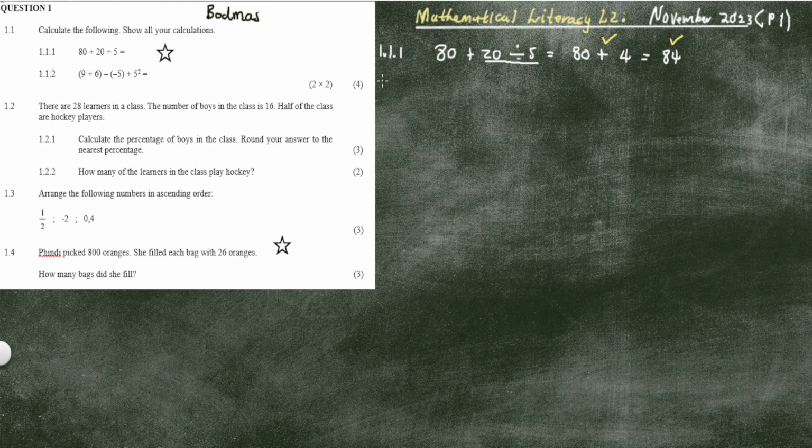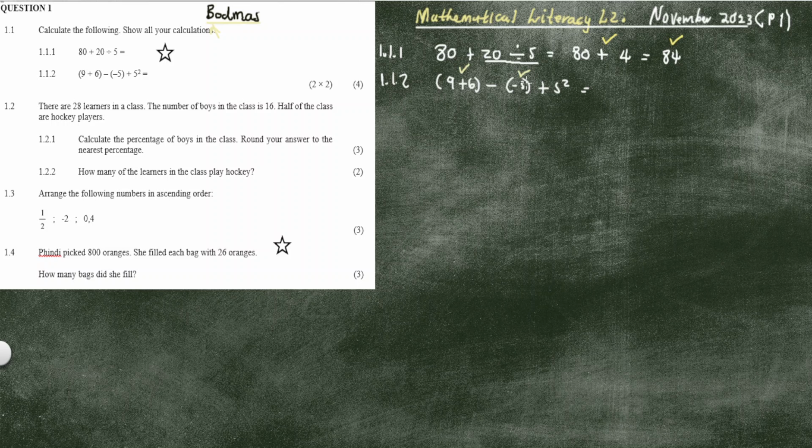In 1.1.2, we now have a second sum: 9 plus 6 minus 5 plus 5 squared equals. Again we consult BODMAS. BODMAS says you always start with the brackets. We actually have 2 brackets, so we need to solve them simultaneously, right? I have a bracket here and another bracket here, so we need to put more priority on the brackets over everything else.